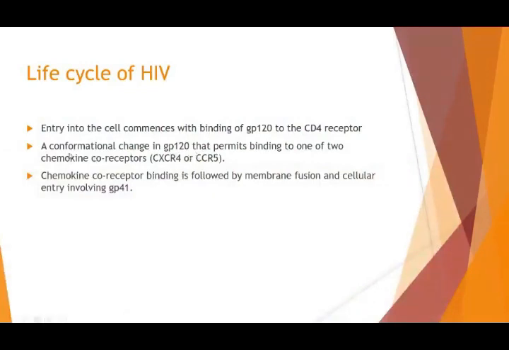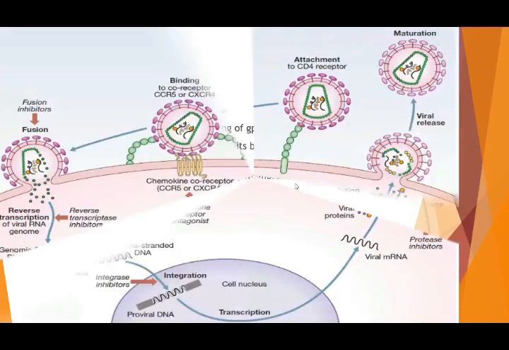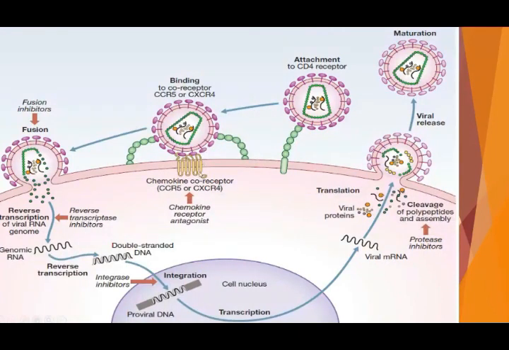So a conformational change in the GP120 permits binding of one of two chemokine receptors, again CXCR4 or CCR5, after binding of the GP to the CD4 receptor. Followed by binding to this receptor, there will be membrane fusion and cellular entry involving the GP41. So after the conformational change, there will be fusion of the virus to the surface membrane of the target cells, and there will be release of the virus contents, including the viral genome.